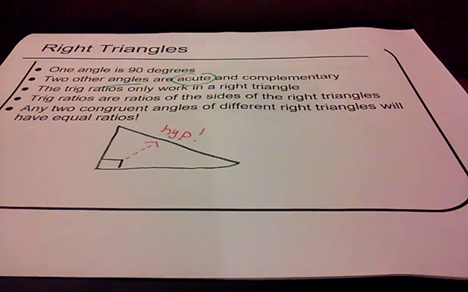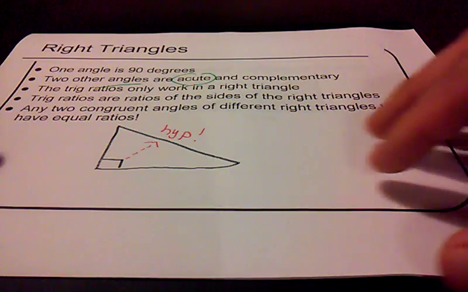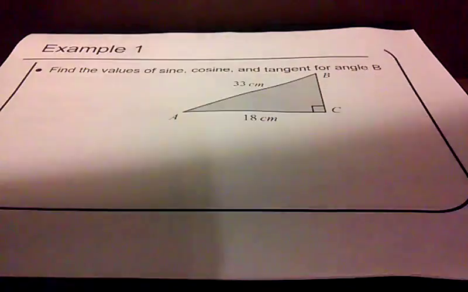All right. Trig ratios are basically ratios. Well, that's repetitive, isn't it? But basically they're fractions of the sides of the right triangles. Any two congruent angles of different right triangles will have equal ratios, and that's because they're congruent, okay? All right, let's keep on going, and I think I do have an example.